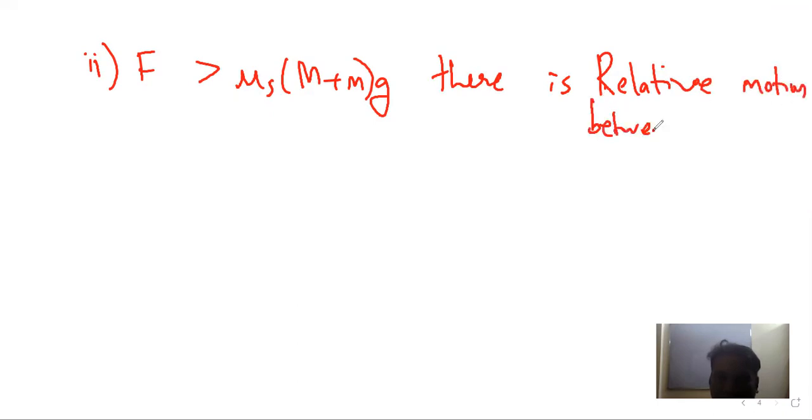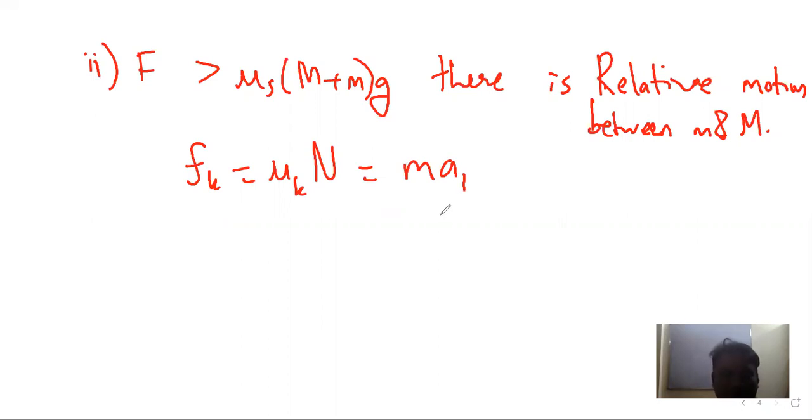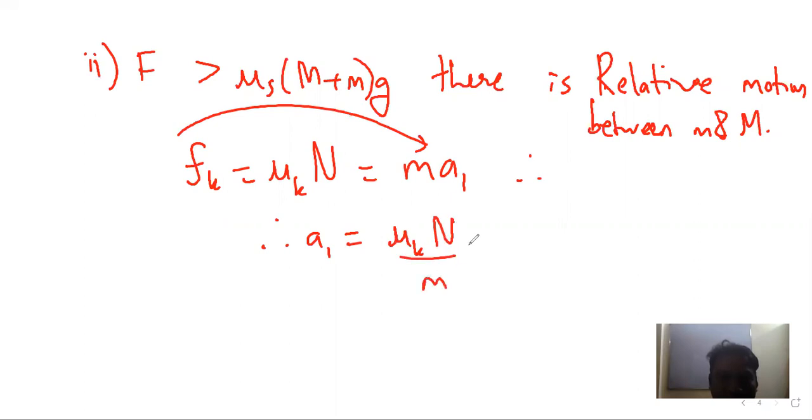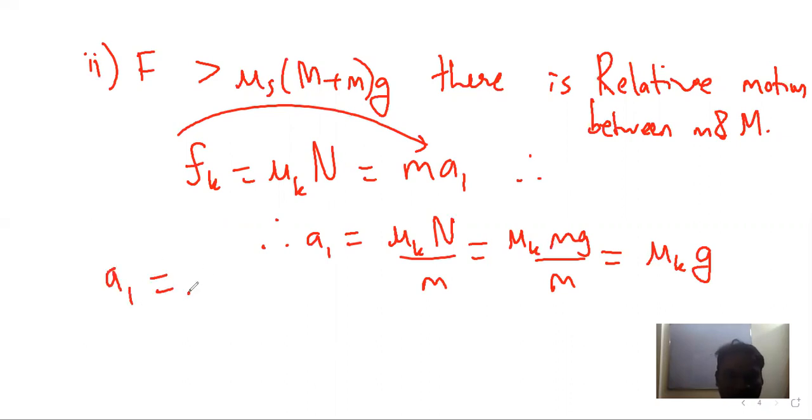Between small m and capital M. So we can say kinetic friction Fk is mu k into N. And we can say kinetic friction will be m into A1 because force is mass into acceleration. So from this we can find A1. A1 comes out to be mu k into N upon small m. So this is mu k into mg upon m, which is mu k into g. So acceleration A1 comes out to be mu k into g.